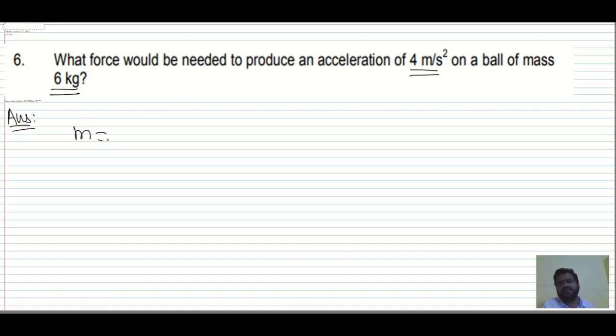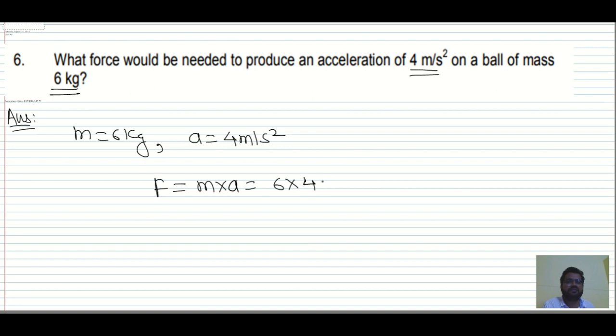So mass is given over here, 6 kg. Acceleration is given, that is 4 meter per second squared. What is the force that we needed? Mass times acceleration, which is equal to mass 6 into acceleration 4. So that is equal to 24 Newton. So if you apply the 24 Newton force on a mass of 6 kg, you will get the acceleration of 4 meter per second squared.